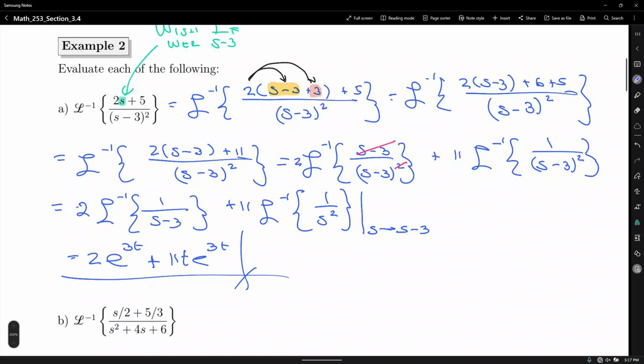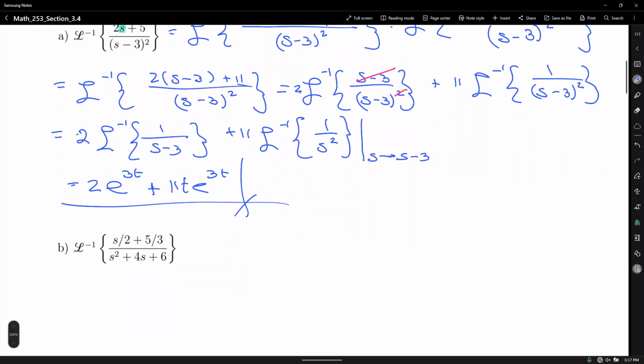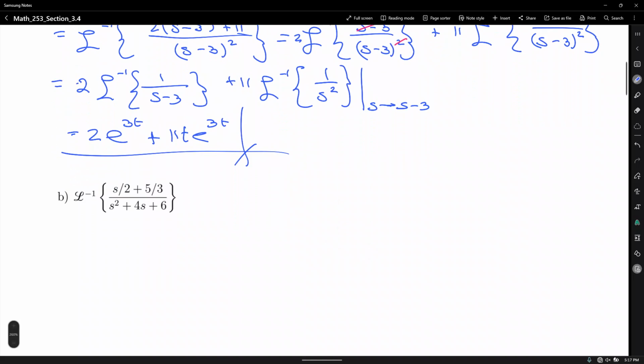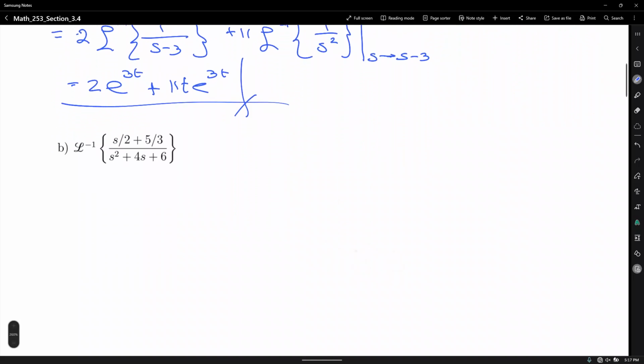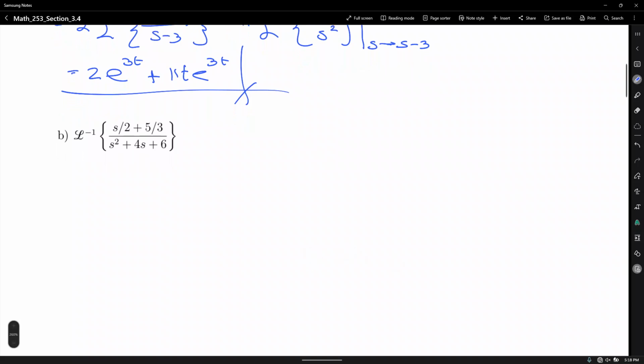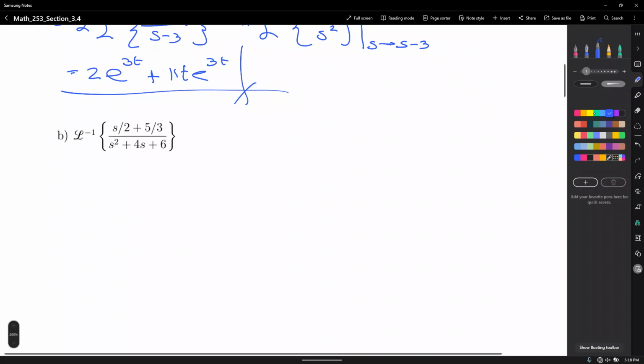What about letter B? Letter B will be a little bit more involved, because look at all the s's we have right here. So we have s over 2, we have an s squared plus 4s. Actually, at first glance, there's no translation at all, right? There's no translation to compare like we did with the previous example. But we're going to create such a translation. So we have this quadratic polynomial in the denominator. I'm going to complete the square.